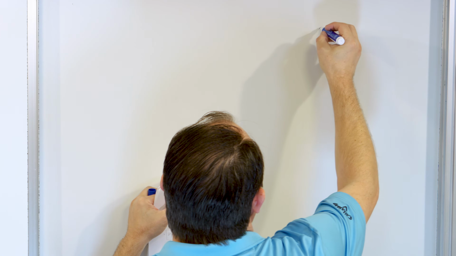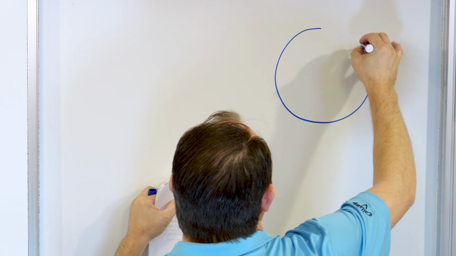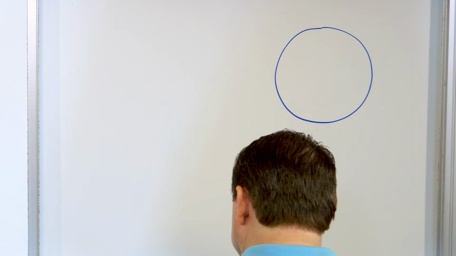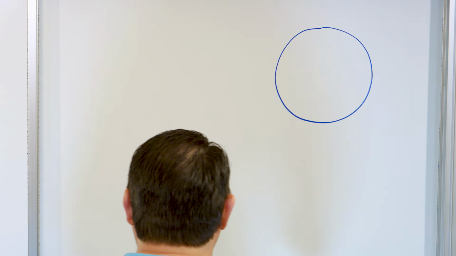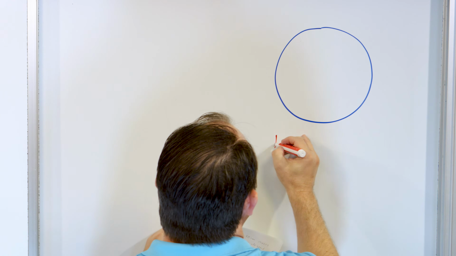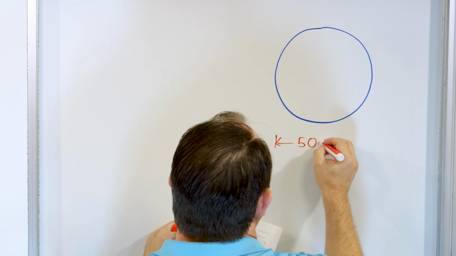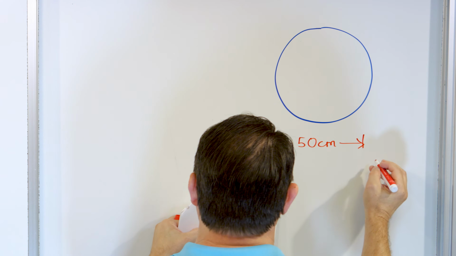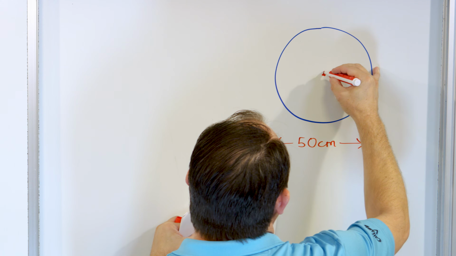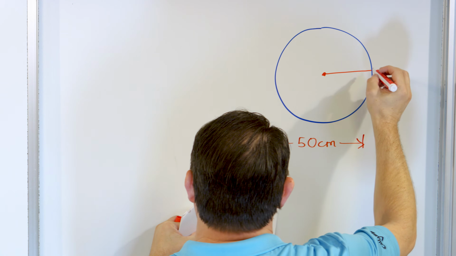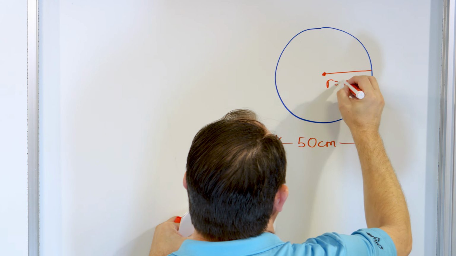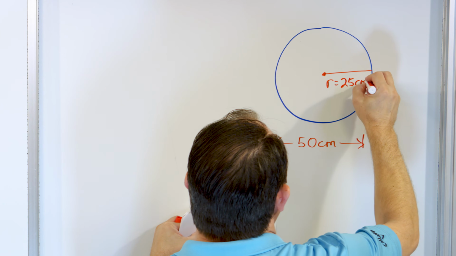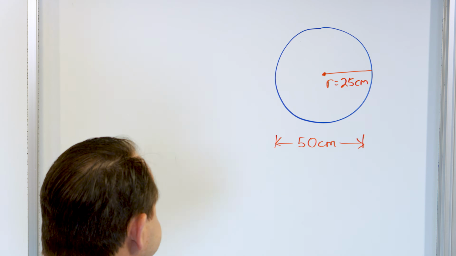So to start out, it's going to be much easier, as always, to just draw a picture, and we always need a circle for motion involving a circle, so we'll just draw it there. Now it says a wheel with a diameter of 50 centimeters. So that means that this is 50 centimeters, like this. And that means that the radius, which we know we're going to need, is going to go to here, and that radius is 25 centimeters. And that's just the diameter divided by 2.